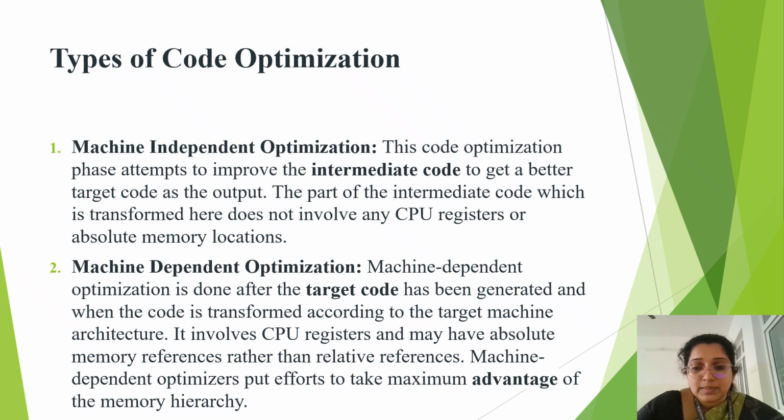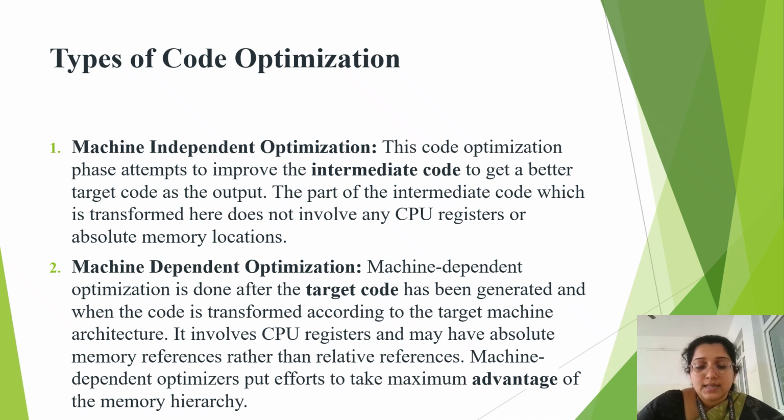The types of code optimization are machine independent optimization and machine dependent optimization. We have seen earlier that the phases of a compiler are defined as two types: machine independent and machine dependent. Independent means the intermediate code which is transformed here does not involve any CPU registers. So machine independent is something which doesn't involve any CPU processor or CPU registers. So it is machine independent.